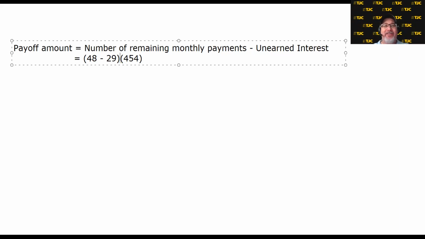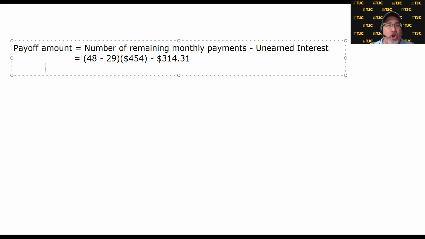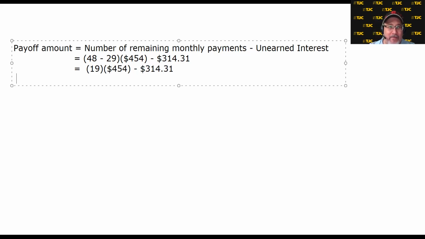So really, I guess you could say that this is K plus 1, because we still have to make those payments plus the current payment. Or you could think of it as there are 48 payments I have to make, and I've only made 29 so far. Those payments are $454 each. And we are saving $314.31 in unearned interest. So that would be 19 payments that we haven't made yet. Remember, we're at the 30th, but we haven't made it yet. Times 454 minus 314.31. And I just wanted to show you the 19 there to illustrate 19 payments left.